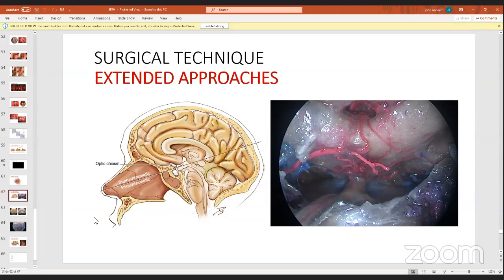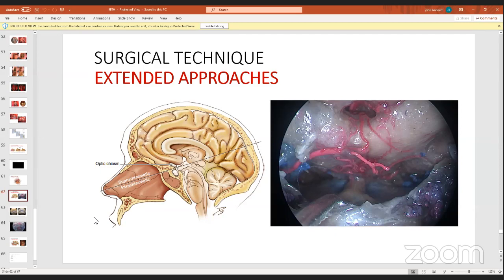So this is a picture of a dissection I did years ago to show you this angle that I'm showing on the right. On the top, you'll see the optic chiasm and the two optic nerves. Below, you see the pituitary stalk, and below the pituitary stalk is the pituitary gland. So this is the corridor that we use when we do craniopharyngioma.